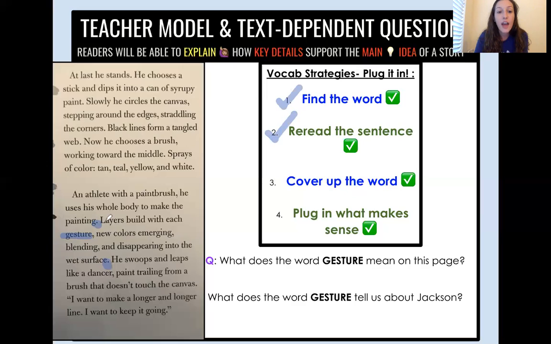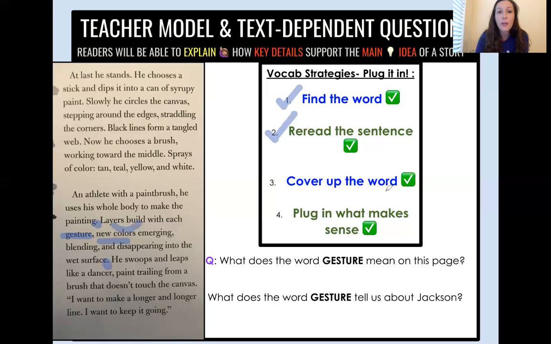So I know that layers build with each gesture. So gesture must be some sort of action or something that Jackson is doing because it's telling me that layers build with it. I also know that that new gesture is making new colors. So it's doing two things. It's making layers and it's making colors. And like I said, we know it's an action.